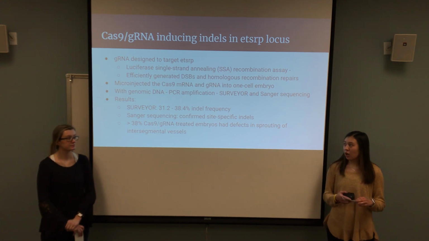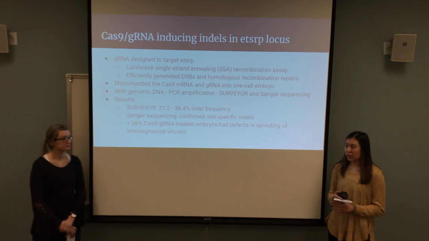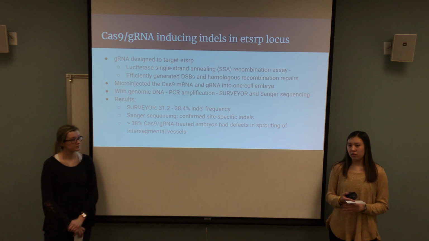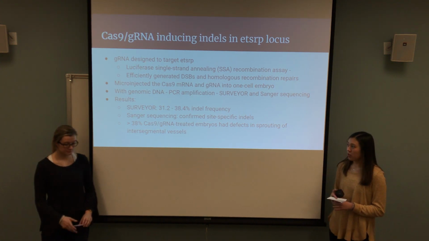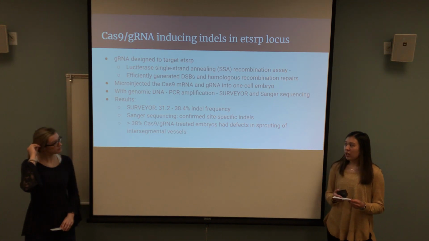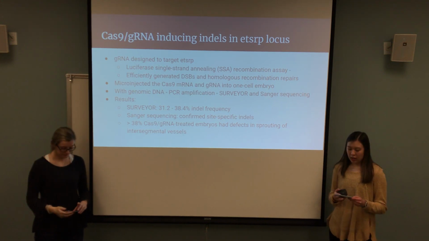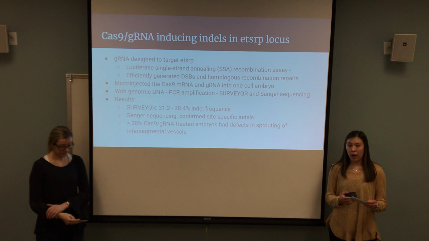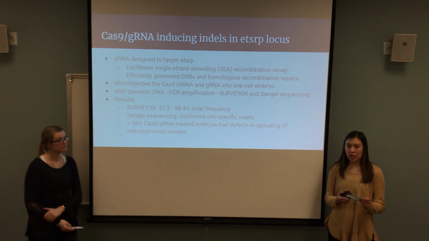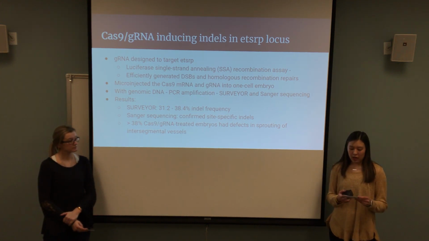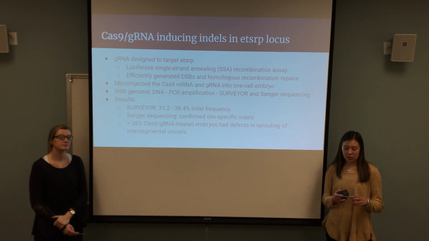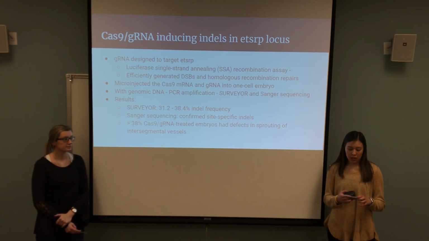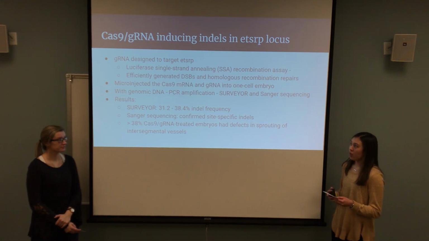Sanger sequencing also confirmed site-specific indels, and they also found that over 38% of the Cas9 gRNA-treated embryos had defects in sprouting of intersegmental vessels. This is similar to the ETSRP Y11 mutant embryo at 50 hours post-fertilization. They were able to conclude that Cas9 gRNA catalyzes site-specific double-stranded breaks in a highly efficient and sequence-specific manner.